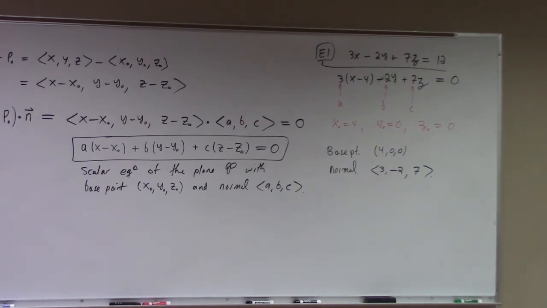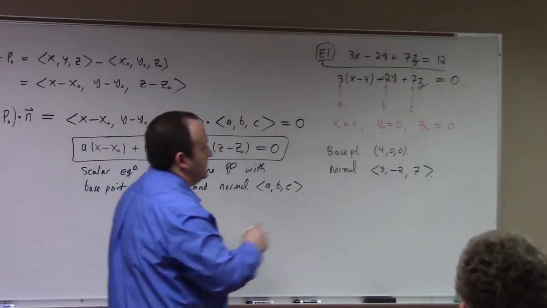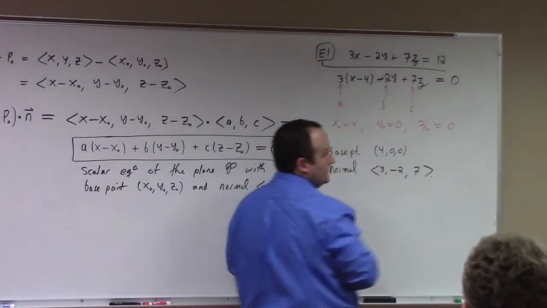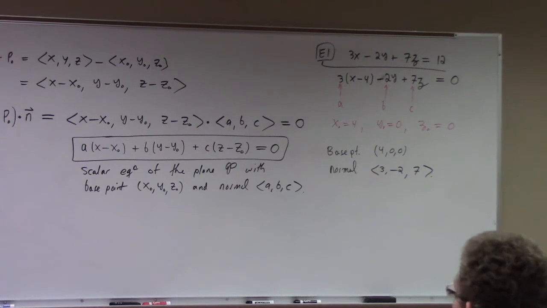Yes, sir. Where did the x minus 4 come from? I moved the 12 to the other side. So minus 12 is, you know. Okay. And could you have put that with the y if you wanted to? Oh, there are infinitely many answers. Because is the choice of the base point unique? No, I can pick any point as the base point. So the base point's not unique. Is the normal unique? No, it's not.